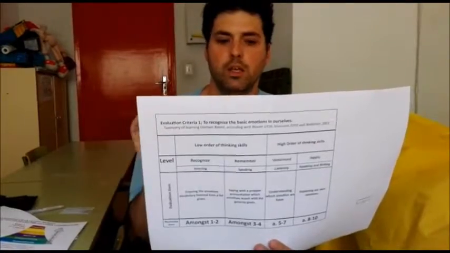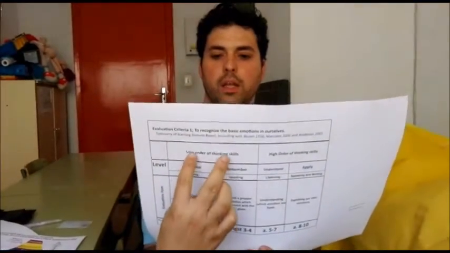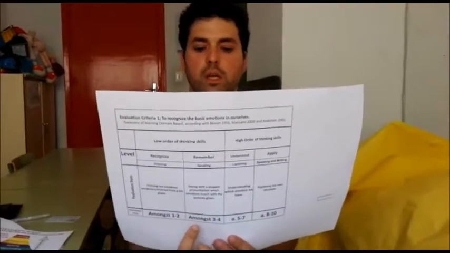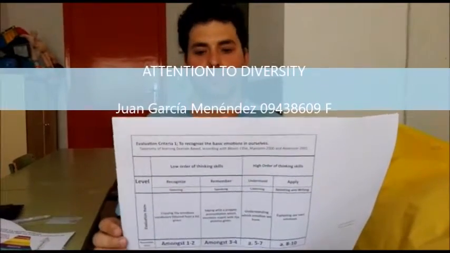So here we have the first evaluation criteria according to the first objective. As I said, the low order thinking skills are recognize and remember, and I think it is correct to give to the first stage between 1 and 2 points, to the second between 3 and 4, to the third between 5 and 7, and to the last one between 8 and 10 points. And the most difficult is to apply the knowledge that the student has about the emotions to the real world, to the problems with the pupils and the teachers. So that's all.